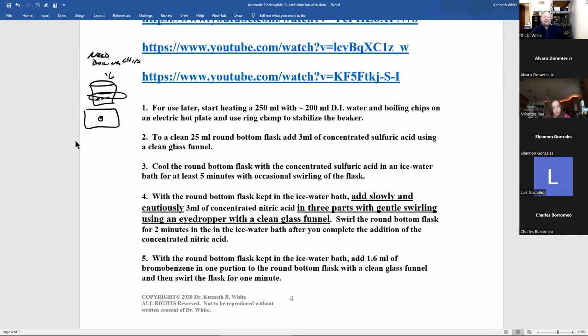We put a clamp on here, clamp it to a ring stand, and I teach you that, and that keeps the beaker from falling off and hurting people. All right, we get that started first. Next, in a round bottom flask, you'd add 3 milliliters of a concentrated sulfuric acid solution using a funnel in the beaker, round bottom.